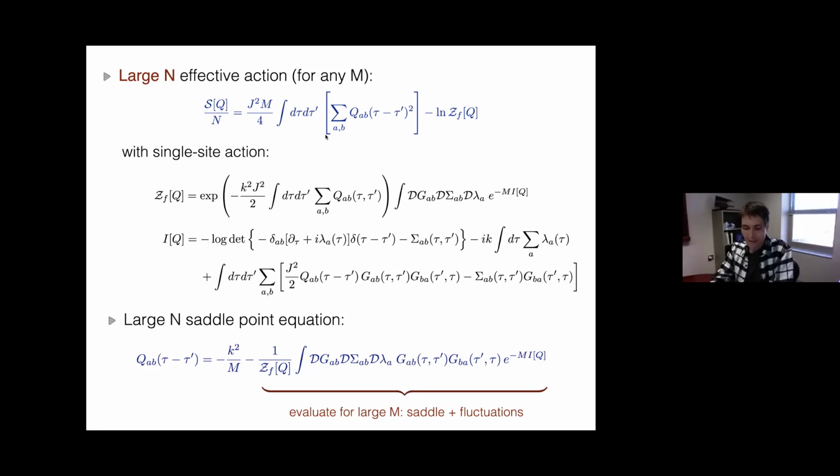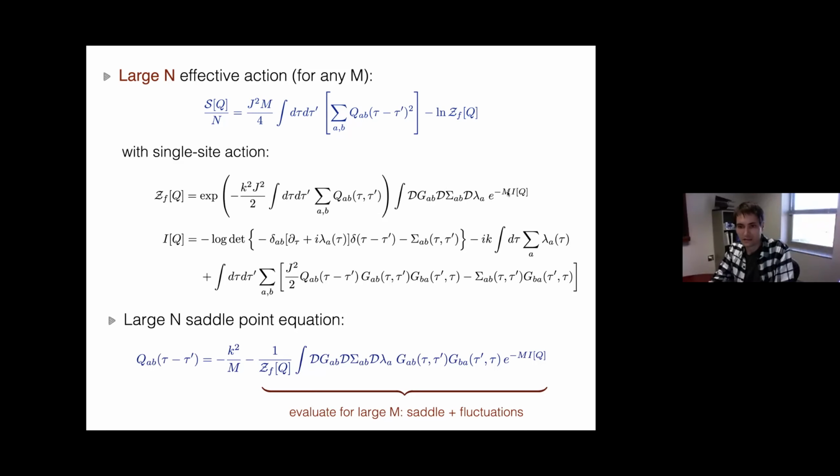There's an effective large N action, which involves Q, and then an auxiliary problem that involves the log of some auxiliary partition function Z_F, for which Q is an input. So this Z_F is kind of what's left of the path integral over G and sigma with replica indices, with the saddle point value of Q as an input. Now this auxiliary problem, so there's still a path integral to do.